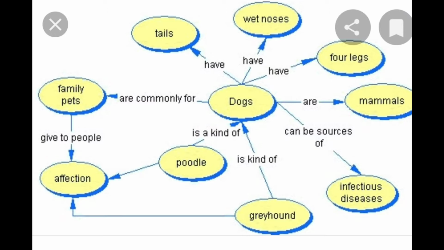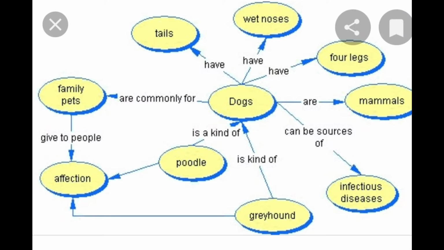So if you draw a concept map of dog, you can draw like this. Here the information or ideas we are writing inside a box. This box can be a shape of a circle, oval, triangle or rectangle. Like this, you can make the concept map of many important topics in your syllabus. And it is very easy to understand.